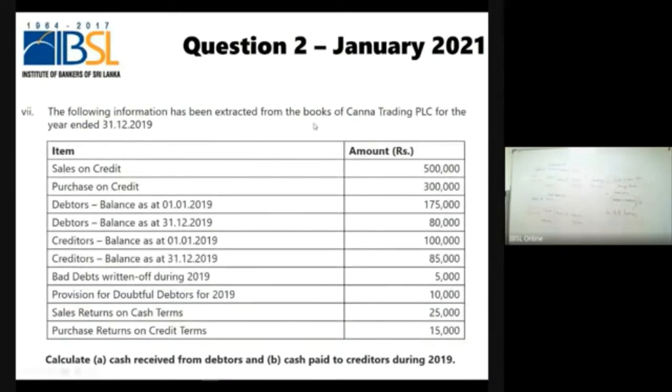The following information has been extracted from the books of Hanna Trading PLC for the year ended 31st December 2019. So they are giving a lot of information. Calculate Part A, cash received from debtors. Calculate cash paid to creditors. Quickly, you have to do it. They have given some information for you to calculate the two figures, cash received from debtors and cash paid to creditors.